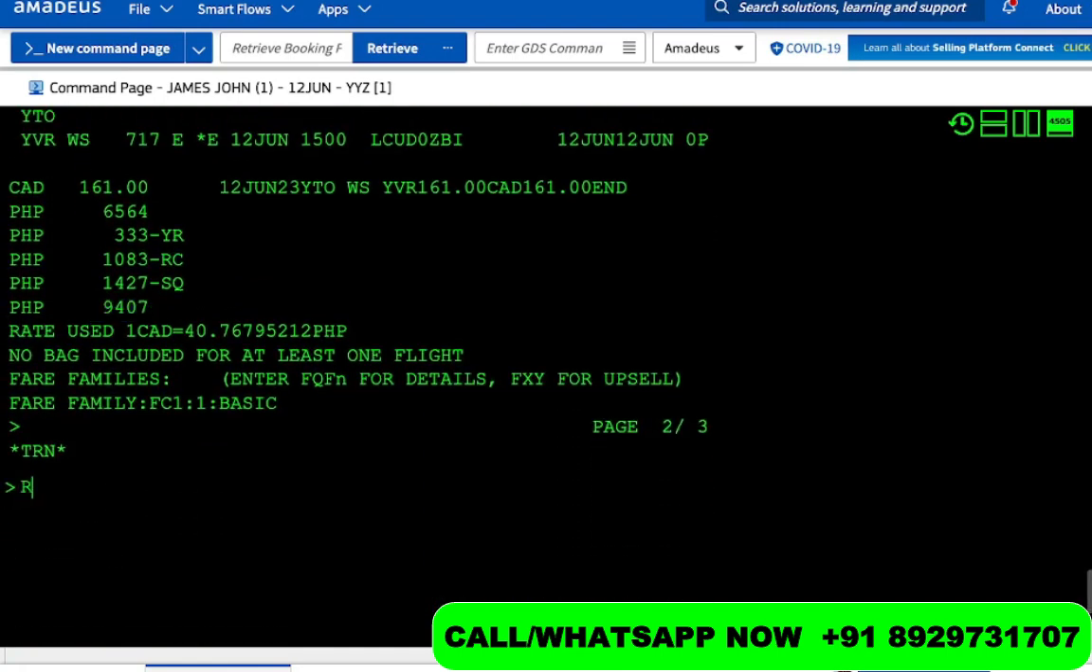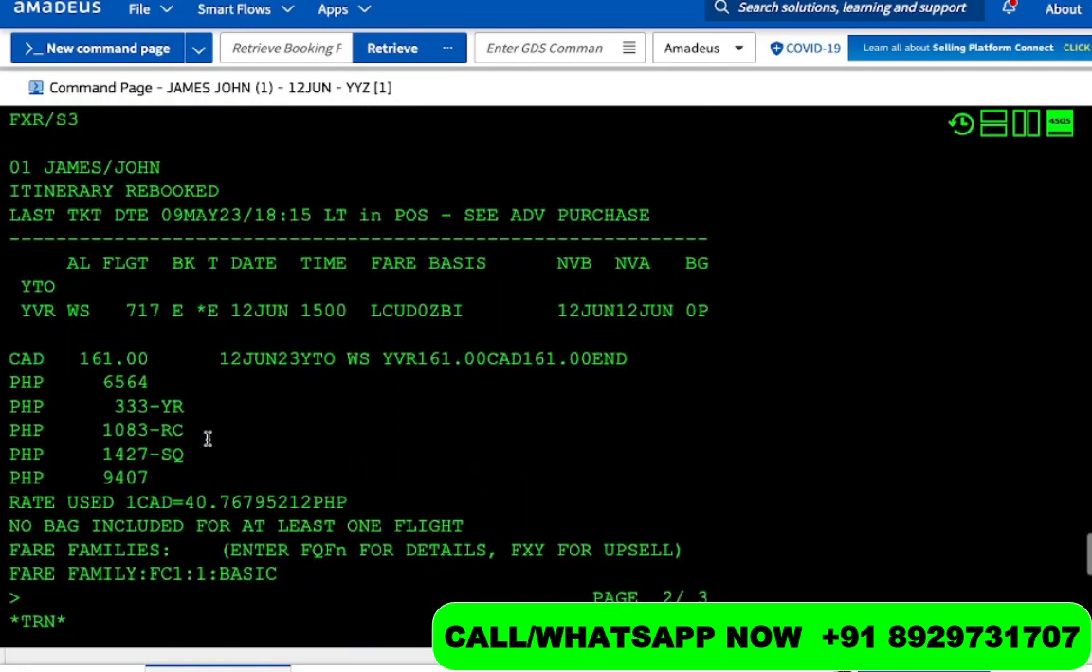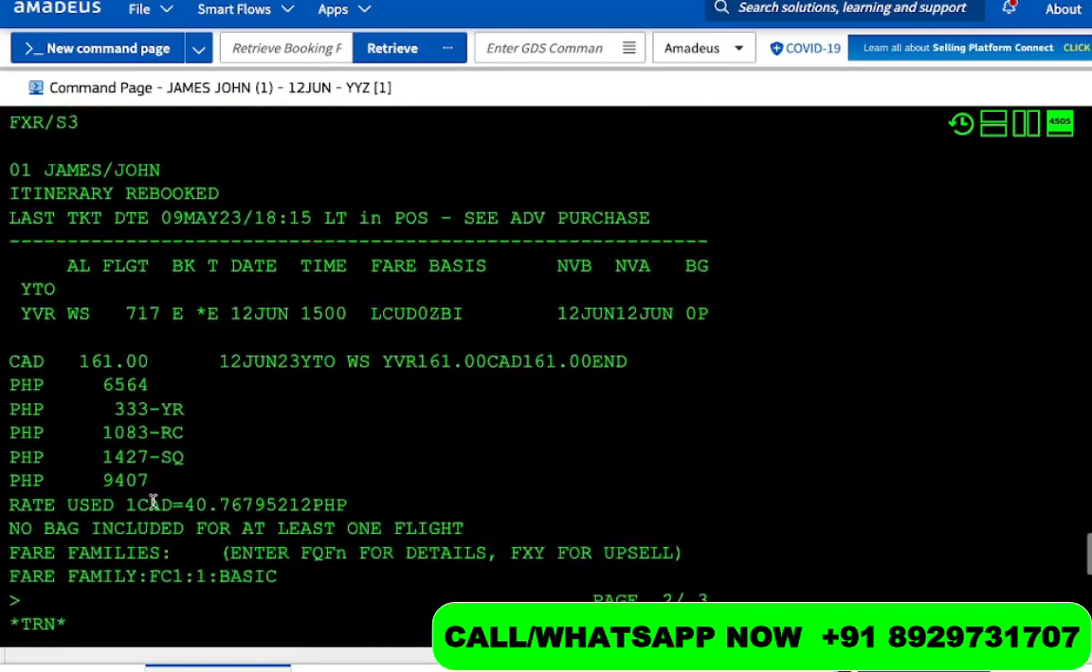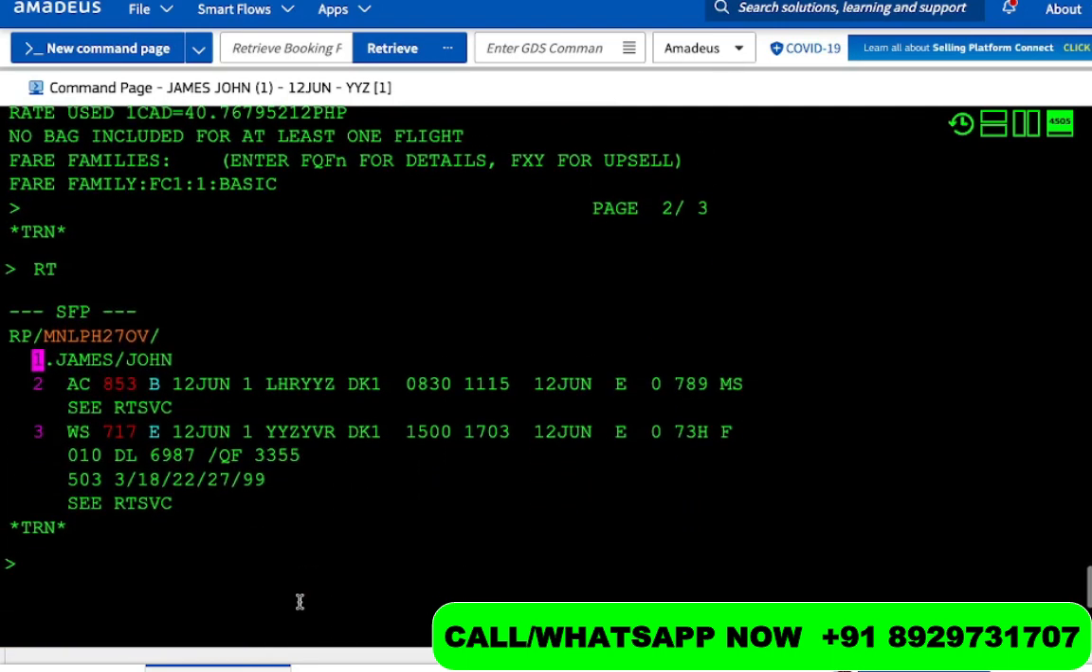Now this means that the price that we have got is 105 plus 94, which will be somewhere around 115,000 Philippines peso, but at least we could price it. So sometimes when two airlines do not have a joint fare, in that case what we need to do is price them separately.